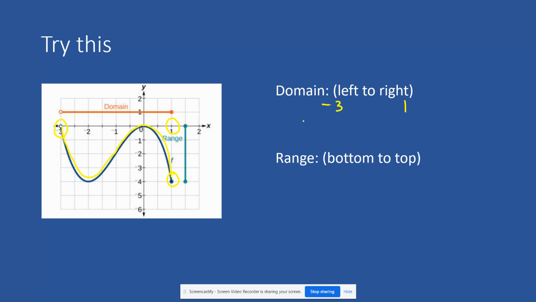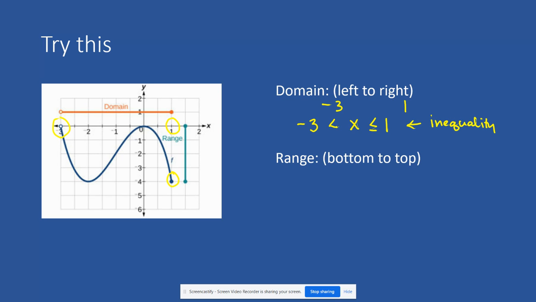So if I want to write this as an inequality, I would write -3, and then it looks like we're not including -3. That looks like an open circle. So we're not going to include -3. And then the furthest right-hand point has a closed-in circle, so we are going to include that. So we'll put a less than or equal to sign. This is inequality notation.